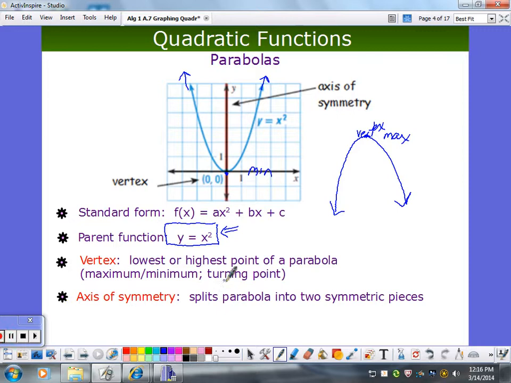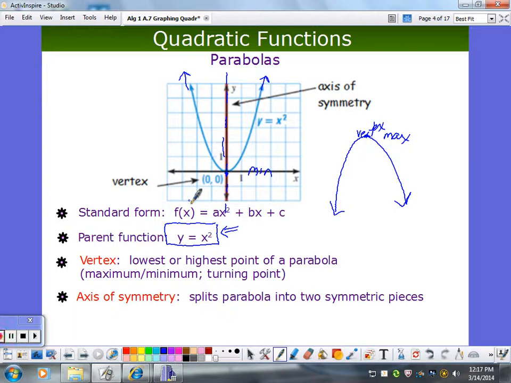The axis of symmetry. That is a line, and it splits the parabola into two what we call symmetric pieces. Do you know what that means? Symmetric? It's the same on both sides. Some people say our faces are symmetric because you can draw a line down the center of your face. Well, not close enough for this example. But symmetry is the mirror image, right? One side to the other, mirror image.